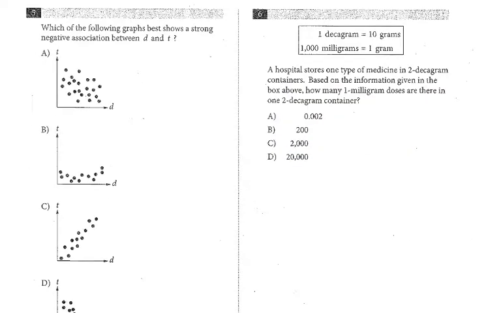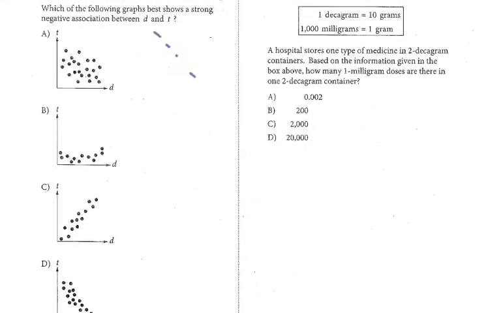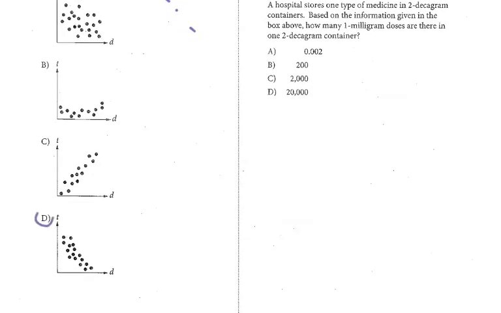Number 5, which of the following graphs best shows a strong negative association between D and T? Negative association means the slope will be negative. The trend of the graph will be going down. And we could say D will be the answer.